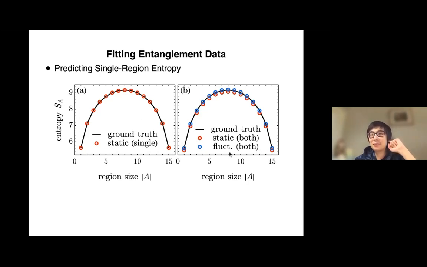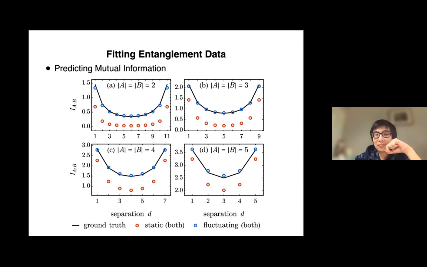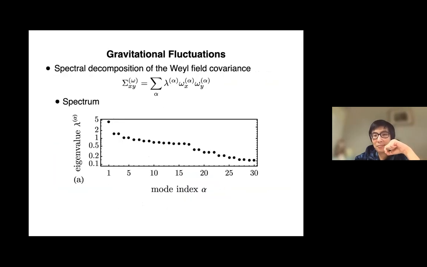Both, what is both? Both means trained with both single region and double region entanglement data. But after training, you use it to predict single region entanglement. Trained with both data and used to predict single region entanglement. Yeah. Thank you. Okay.